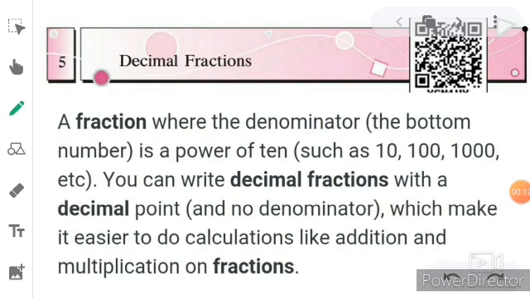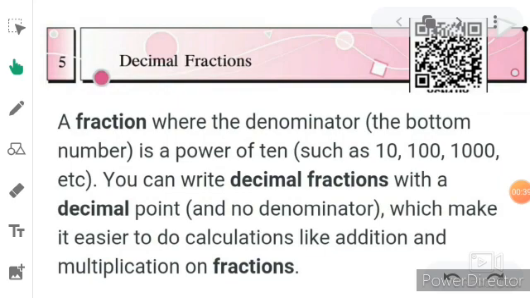Now students, in this video we are going to learn our new lesson, that is decimal fractions. Before starting this lesson I am going to tell you something: I have sent you a PDF of both exercise number 12 and exercise number 13. I hope you have noted down all those questions and answers in your notebook. Now students, let's start the new lesson, that is decimal fractions.